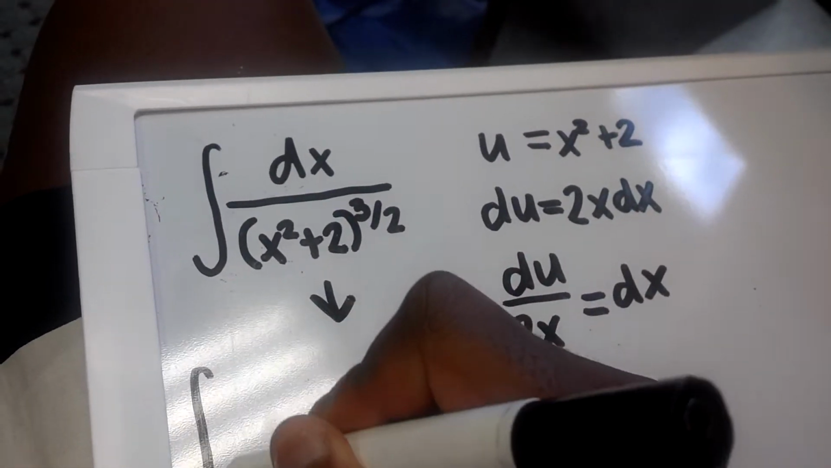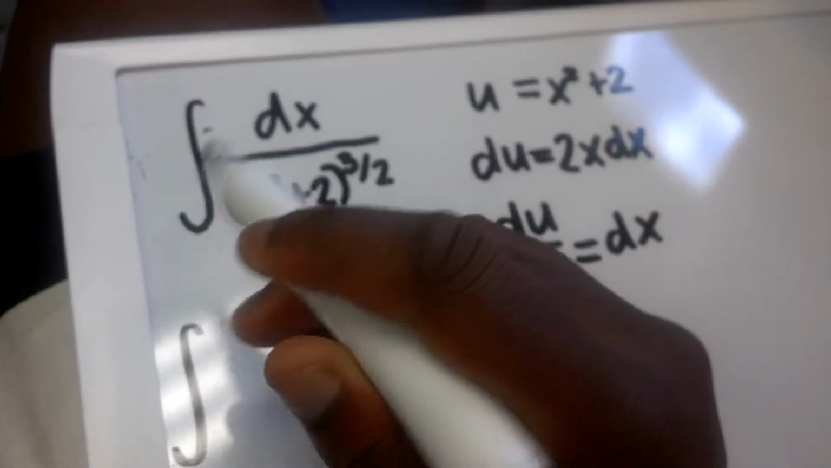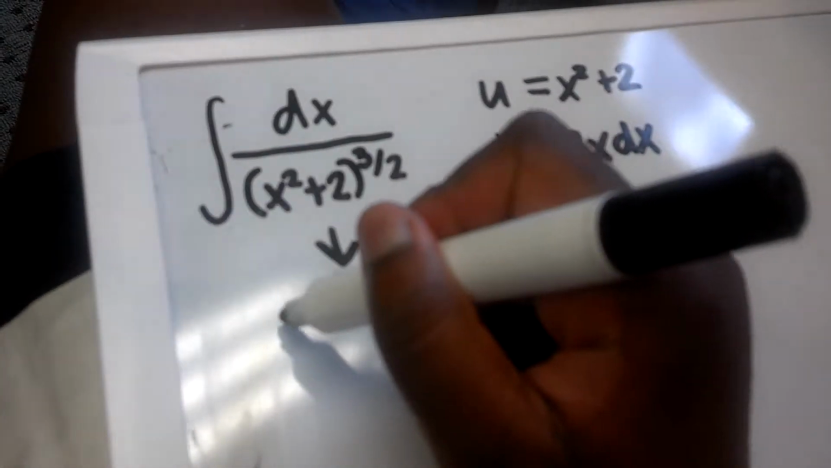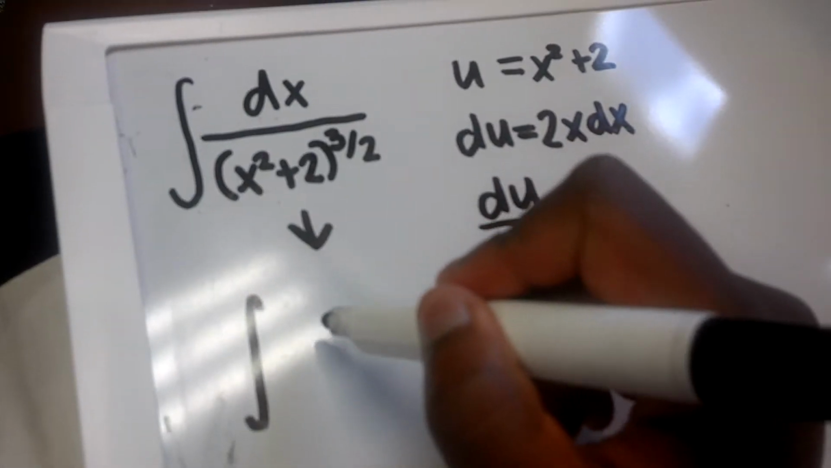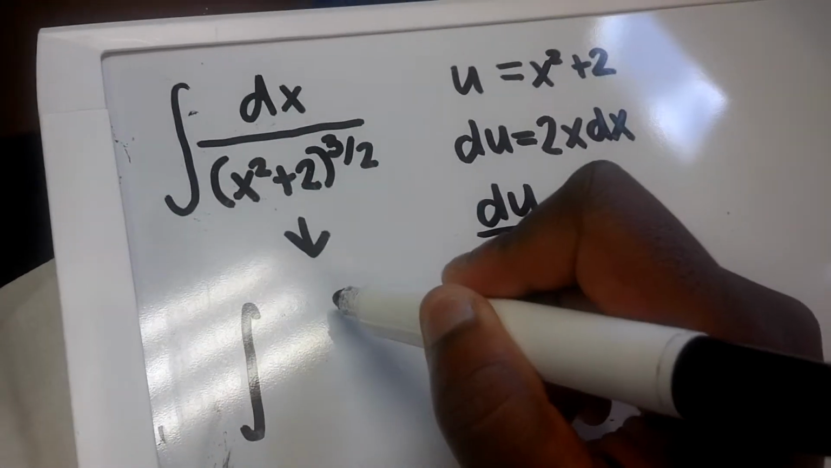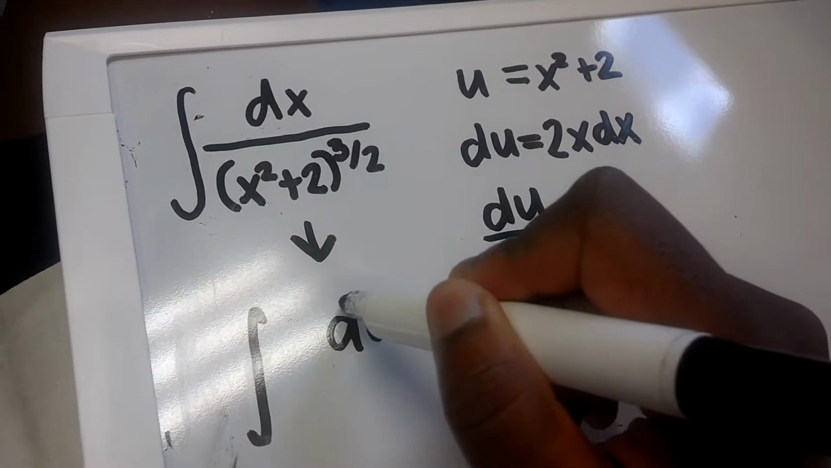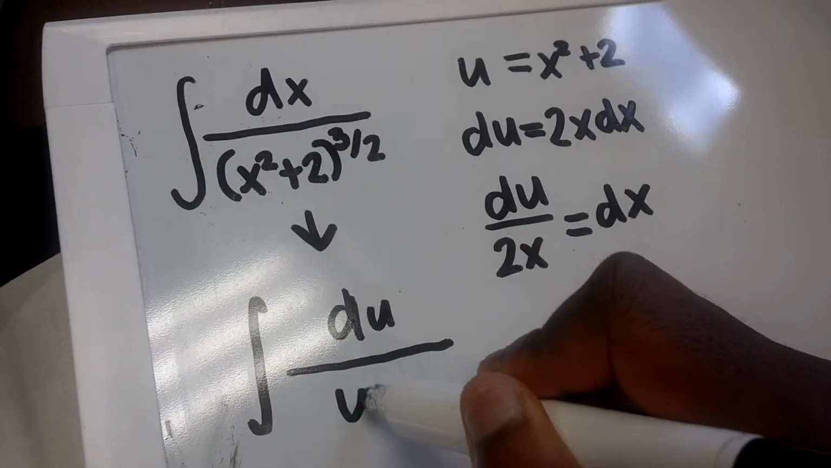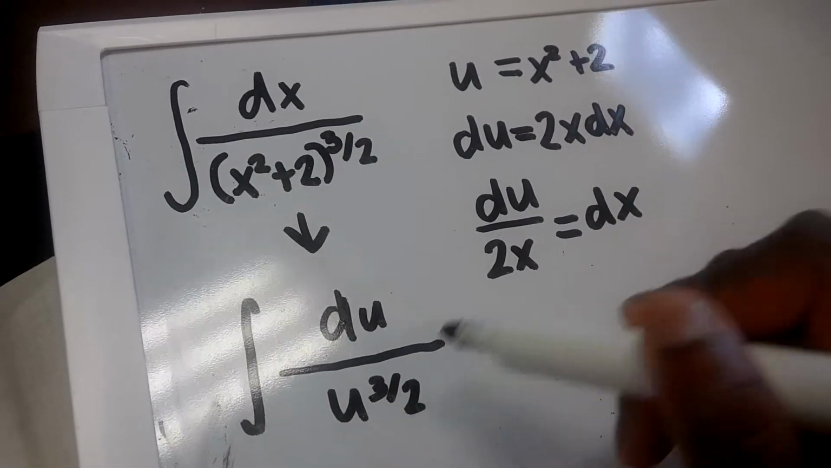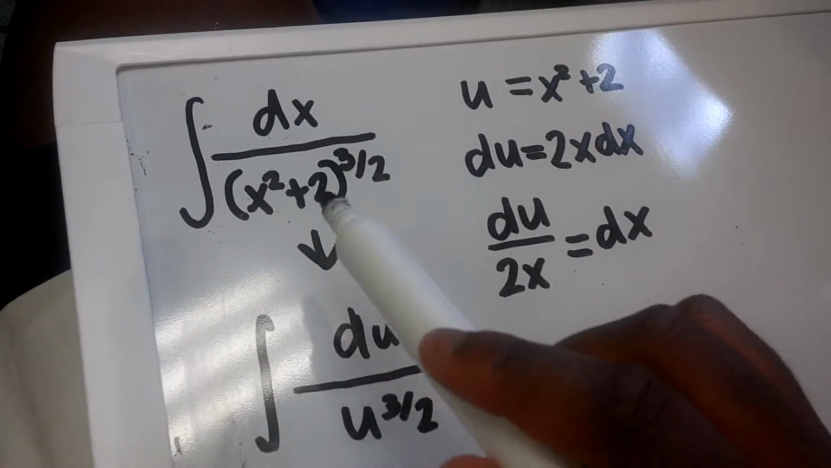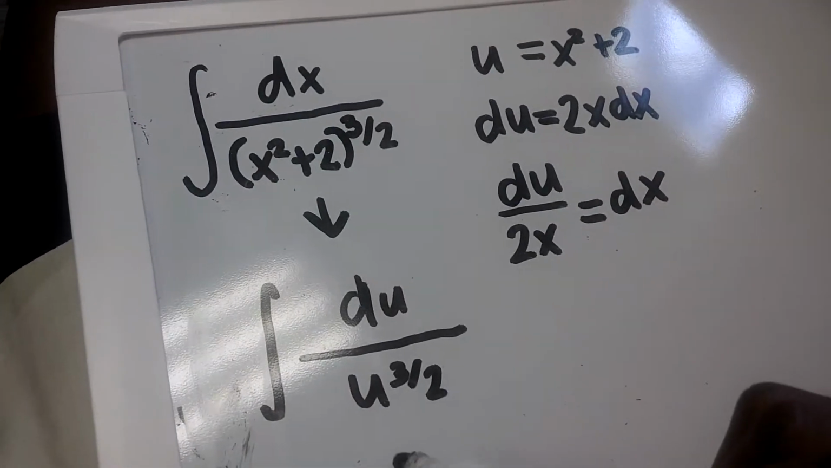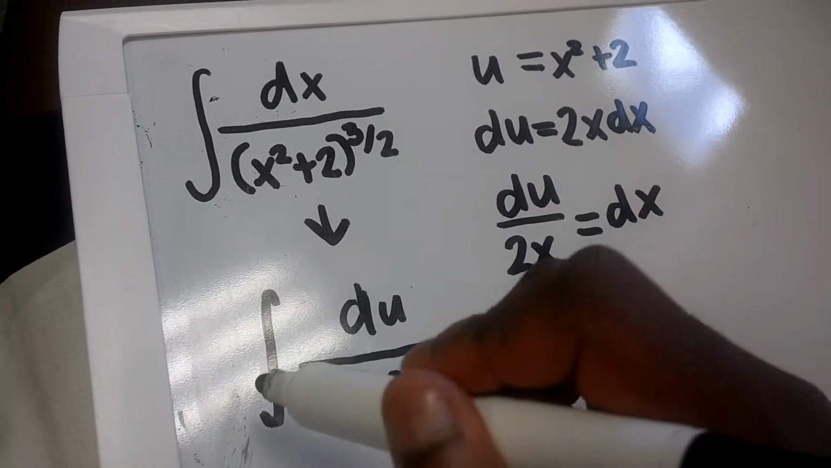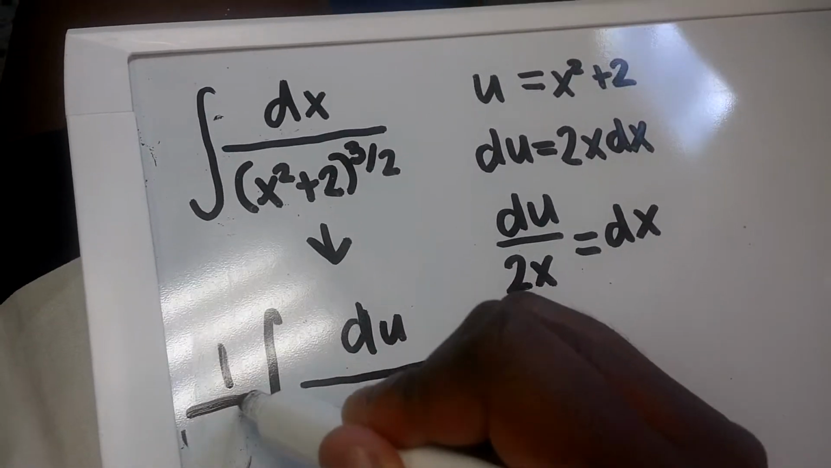We now have the integral of du divided by u to the 3/2. Do you see how we just substituted x squared plus 2 with u and put 3/2 next to it? And since we divided du by 2x, we're going to put 1 over 2x on the outside.